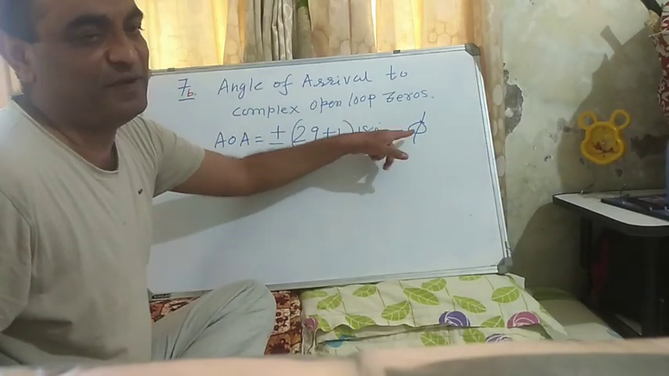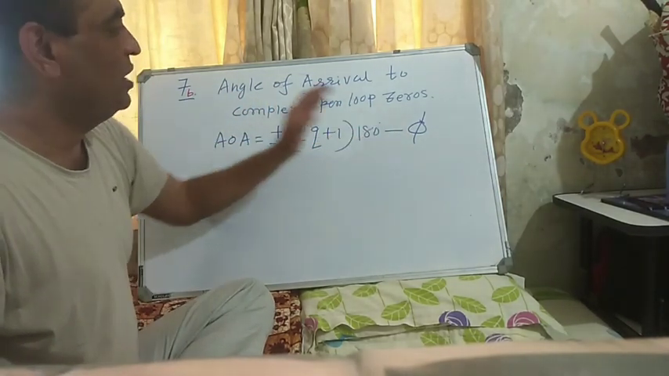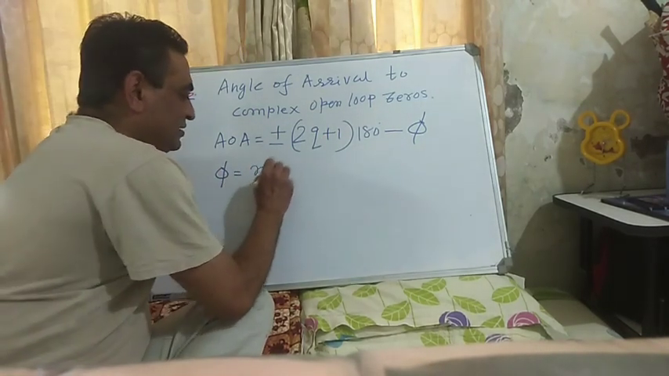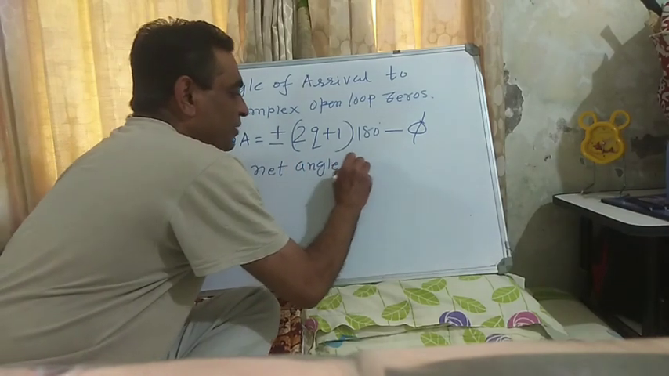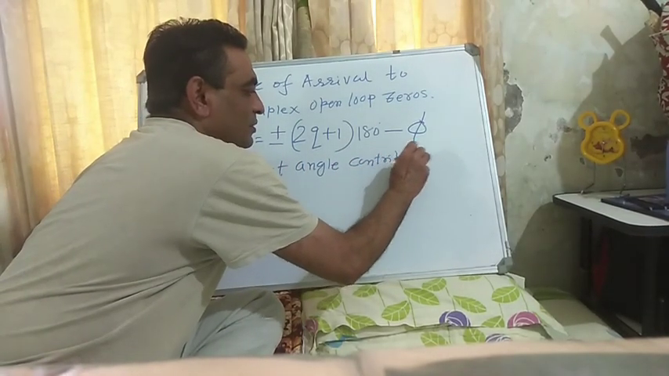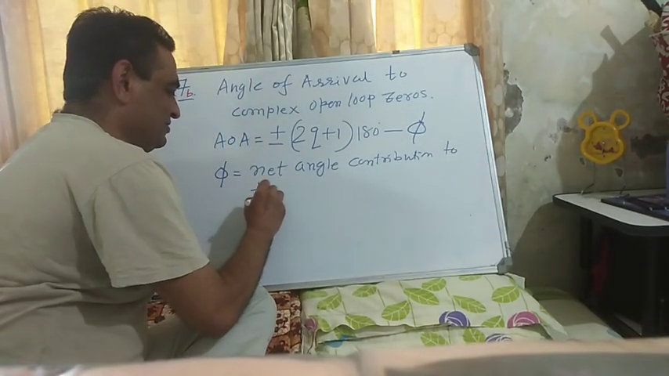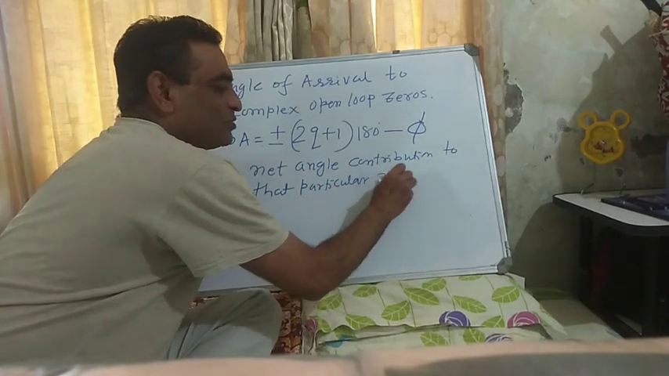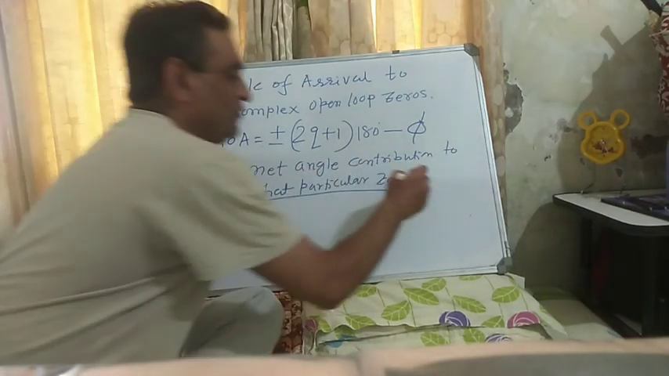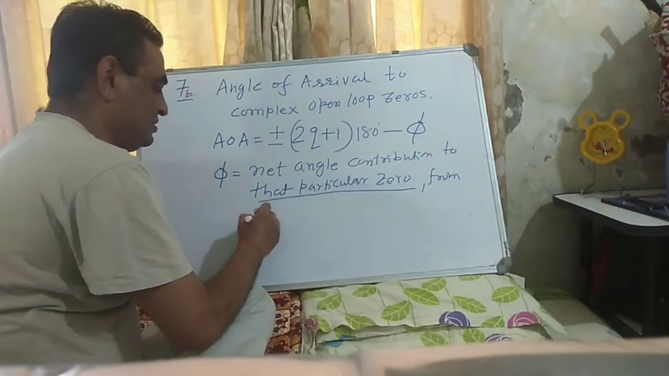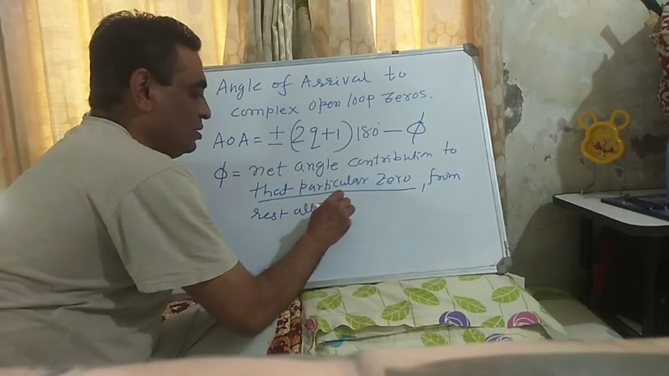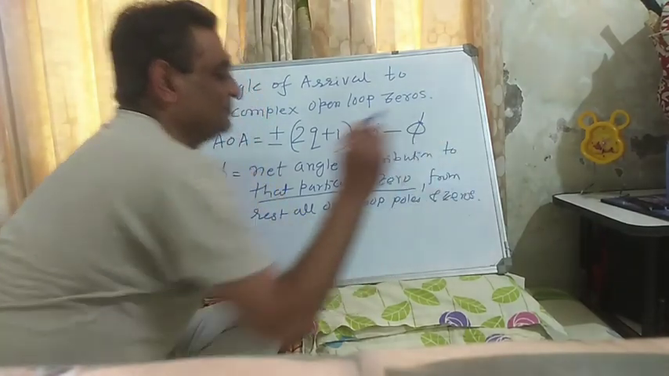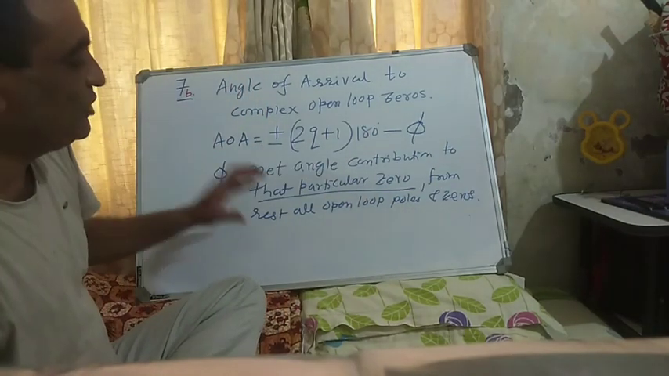Note that earlier, for the angle of departure, it was plus phi. For the angle of arrival, it is minus phi. And phi is the net angle contribution to that particular zero from the rest of all the open loop poles and zeros. Earlier it was the pole, now it is that particular zero.